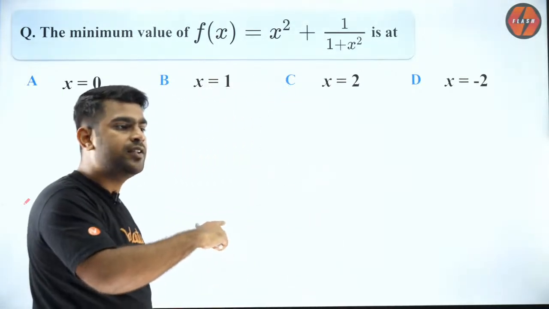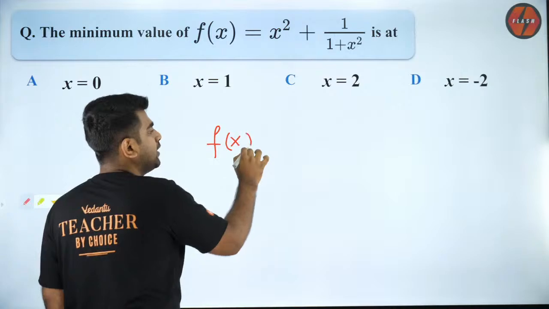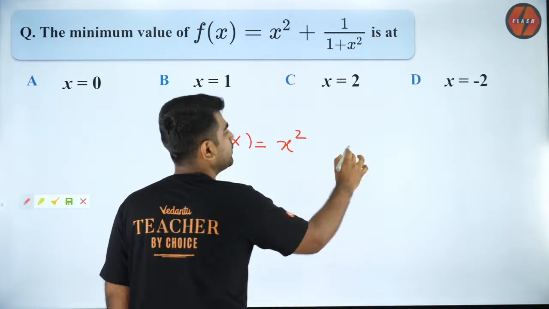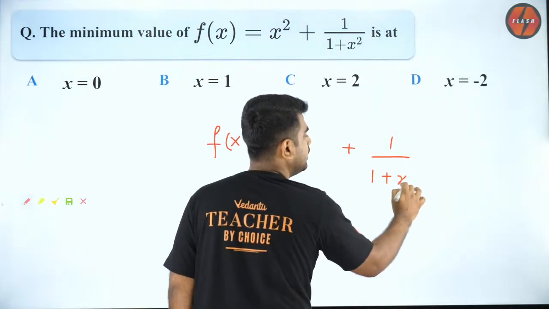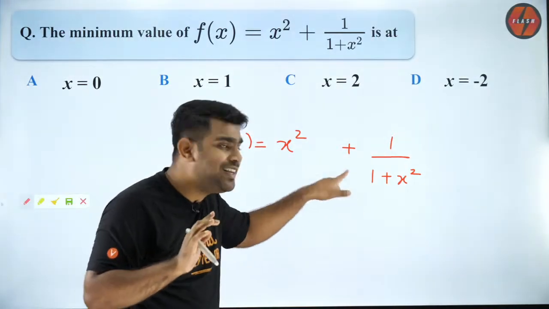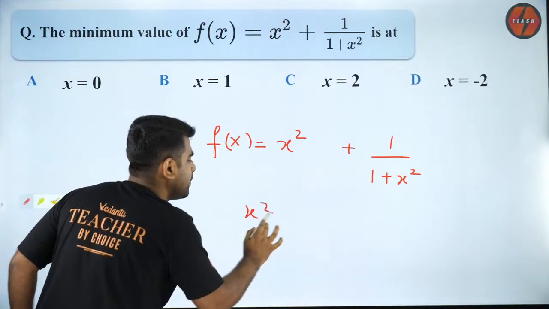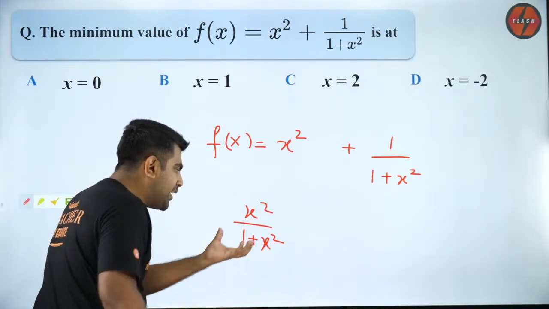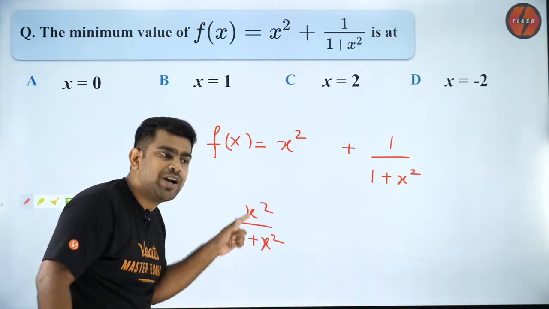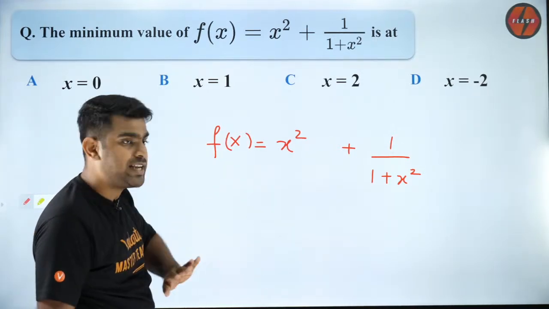So here, the best part is manipulation. What manipulation? I have this, but if I apply AM-GM directly, I can't do anything. If I do it directly like this, what is the product? The product you will get is x square by 1 plus x square. Is the product very nice? No, I can't do anything here. So this is not the right way.